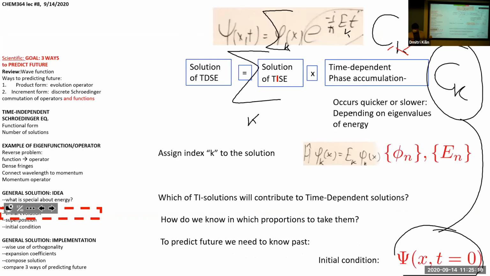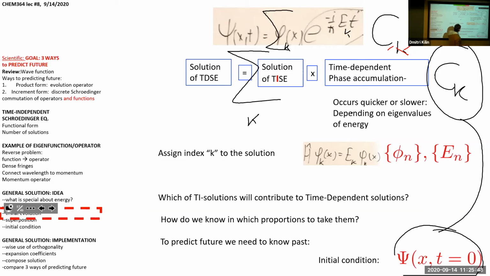Okay, so what are we going to do? Can you read this abbreviation? What does it mean? Time-dependent Schroedinger equation, time-independent Schroedinger equation. Excellent, excellent. Thank you.